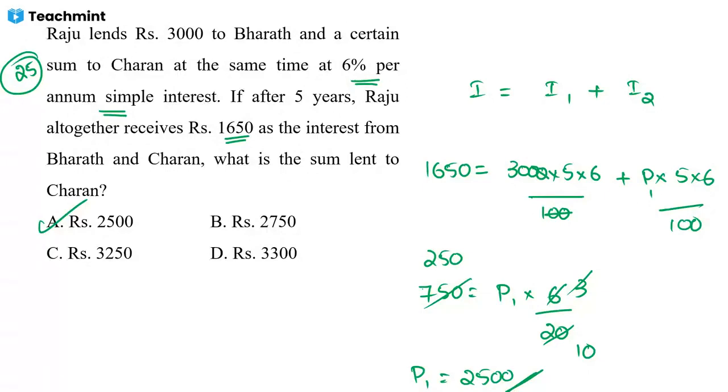Very good, 463, 422. Excellent in your approach. Gave the answer in a very quick time. Good. 2,500. Some amount is given to Bharat and some amount to Charan. 3,000 is mentioned for Bharat, and for Charan we have to find. IB, I1 and I2 are the interest obtained from Bharat and Charan. Right.